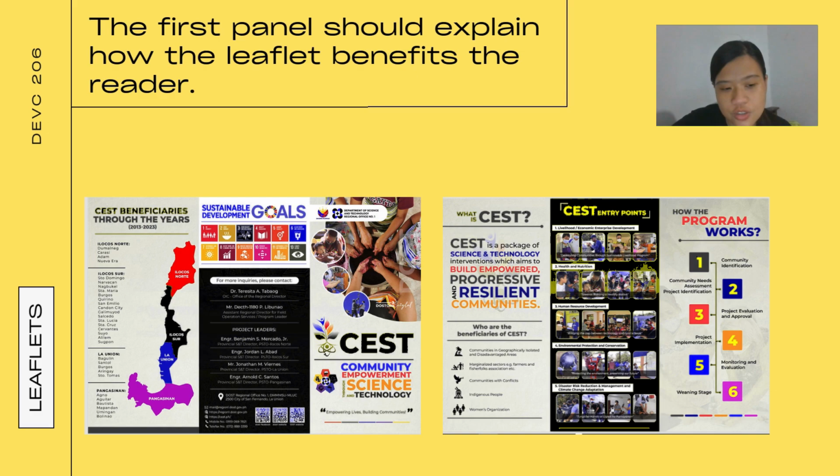It then leads us to the next information, which is who are the beneficiaries of the CES, what are the interventions, and how the program works. So basically, only the relevant information was presented.